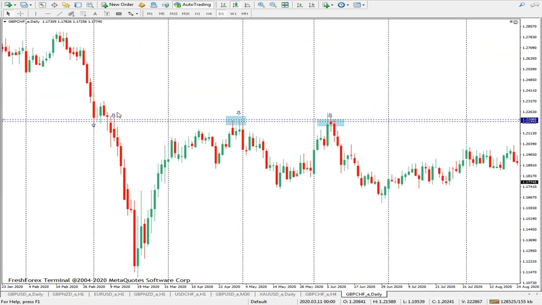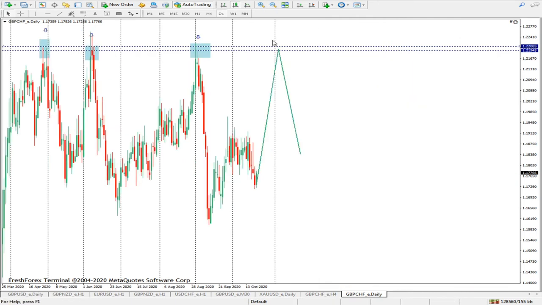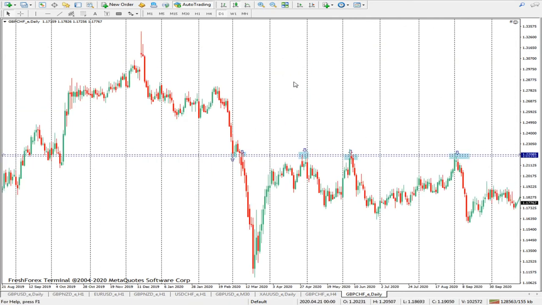So you can see that other than the fact that this place has been used as a resistance, it had also been used as a support previously, which is this. So we had a buy, we have a sell, we have a sell, we had a sell, and we had a sell in the recent past. If the price comes back again in the future, then that will be the ideal place to look for a sell from. So basically, we are looking for levels that have been used not once, not two times, but severally.